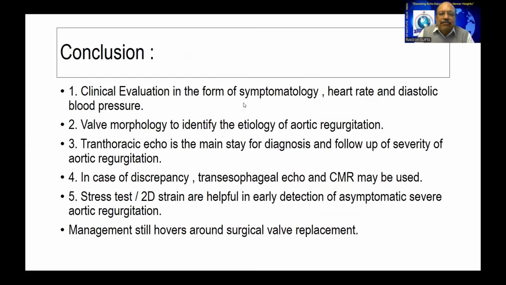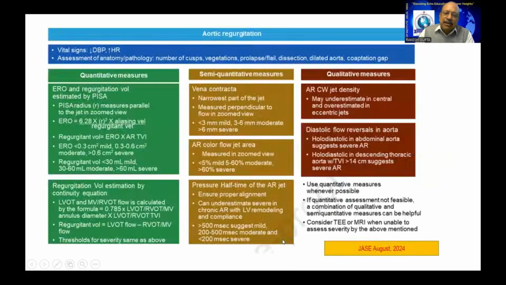Clinical evaluation informs symptomatology and valve morphology. Transthoracic echo is a mainstay. If there is a discrepancy, refer to the next stage, where we do 2D strain and a stress test. Management still hovers around surgical valve replacement.